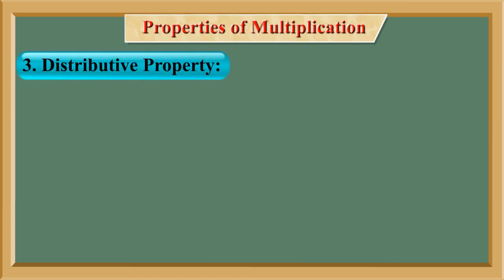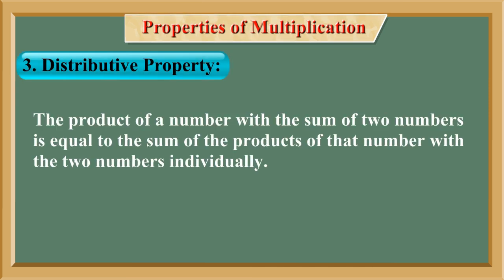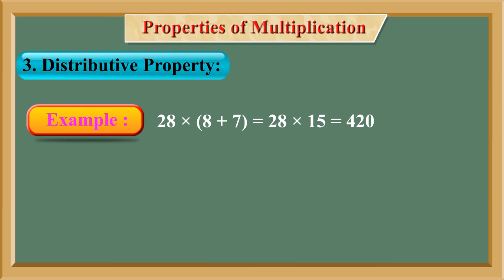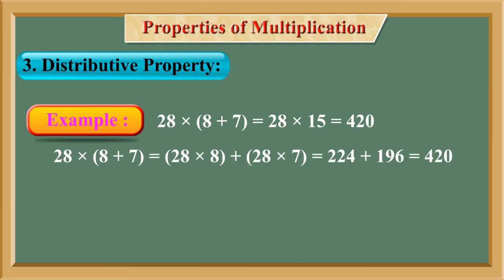Third, distributive property. The product of a number with the sum of two numbers is equal to the sum of the products of that number with the two numbers individually. Example, 28 multiplied by 8 plus 7 is equal to 28 multiplied by 15, which is equal to 420. 28 multiplied by 8 plus 7 is equal to 28 multiplied by 8 plus 28 multiplied by 7, which is equal to 224 plus 196, which is equal to 420. Therefore, 28 multiplied by 8 plus 7 is equal to 28 multiplied by 8 plus 28 multiplied by 7.